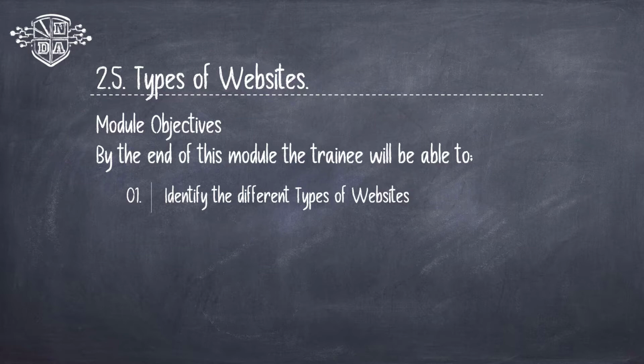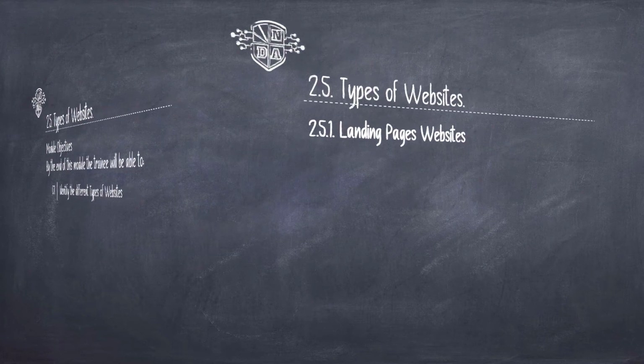There's actually more than 8 types of website, and we're going to look at the 8 types. And this is not even conclusive because we're only going to look at the common types of websites. So let's get into it by looking at the first one, which is the landing page website.